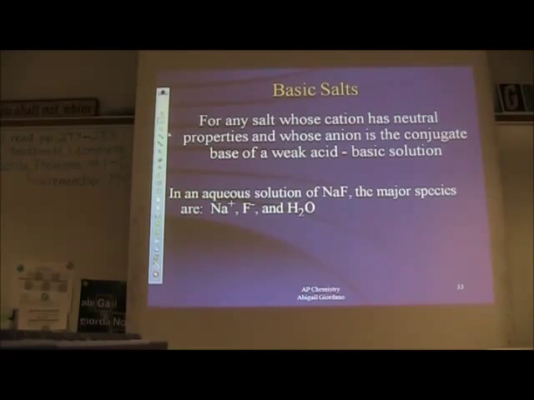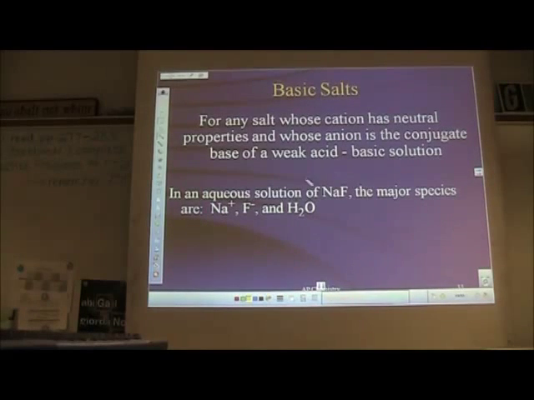For example, sodium fluoride. Okay? Here are my major species. All right? Okay, let's go through the thought process again. Cations, the first element in the compound, form bases, NaOH, strong or weak. Okay, I'm going to put a little S above it.